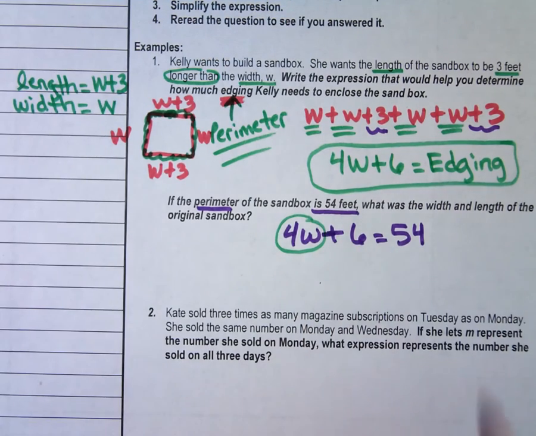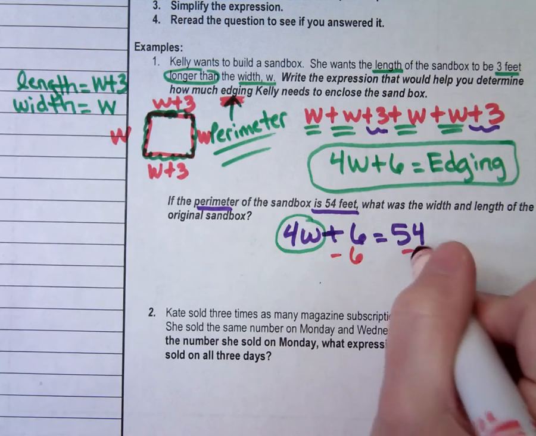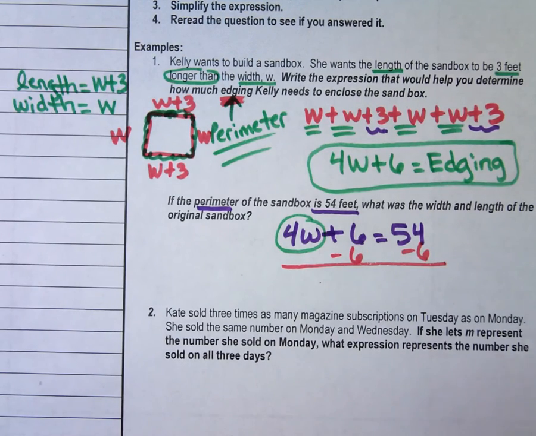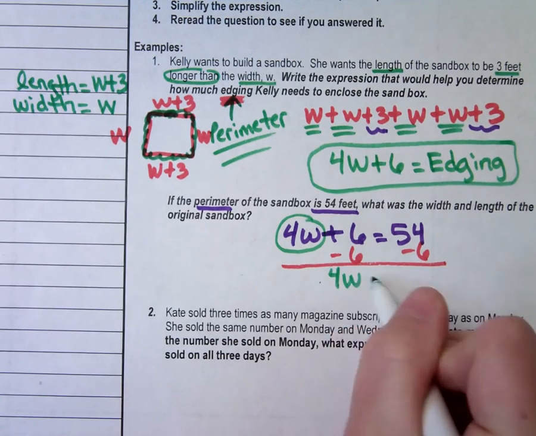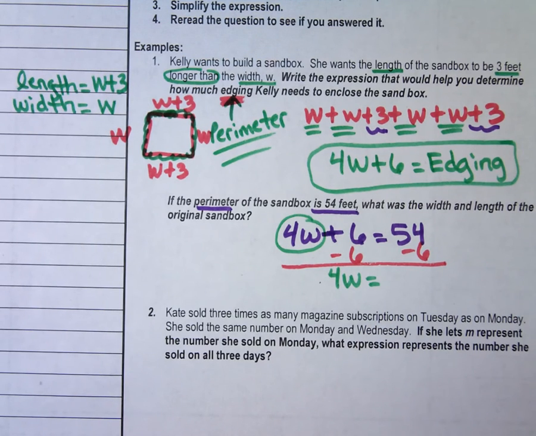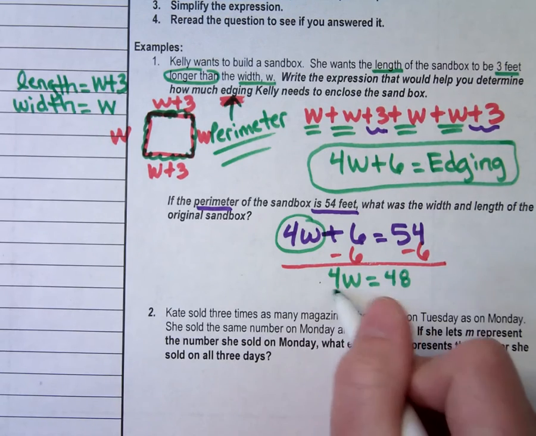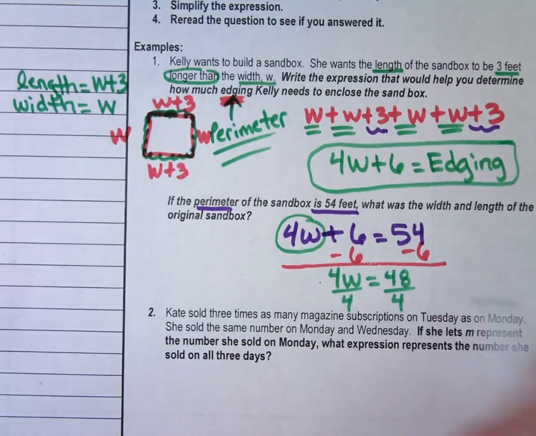What do I do to move the 6? Subtract. Add or subtract whatever's outside the circle. The 4W drops down. The equals drops down. How much is 54 minus 6? 48. And then I would divide both sides by 4. And if you divide both sides by 4, you get 12. So my width is 12, and this was in feet.